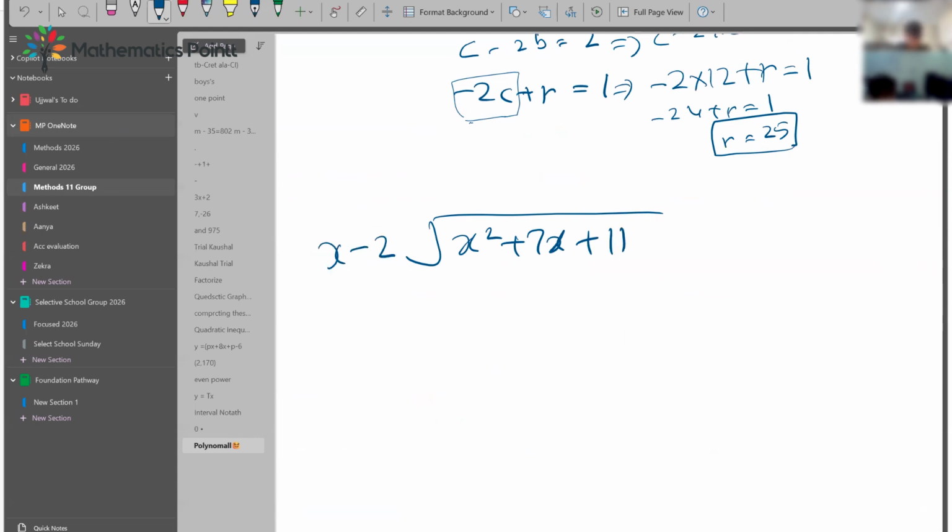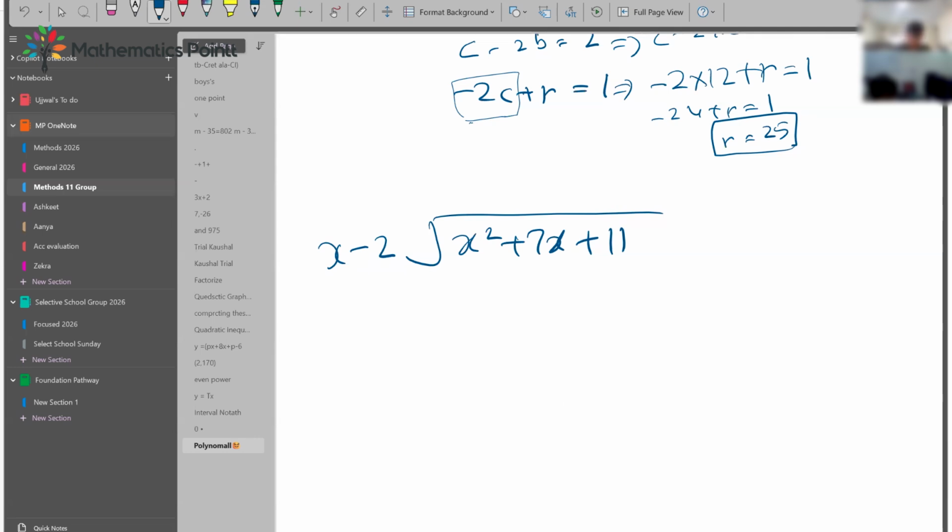Divided by x minus 2. That is what I'm going to do. Right? Now, a word of caution here before we really kick off. The stuff that sits inside, the dividend, has to be in the decreasing order of the powers.